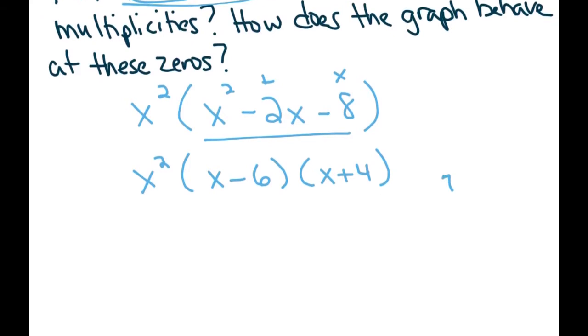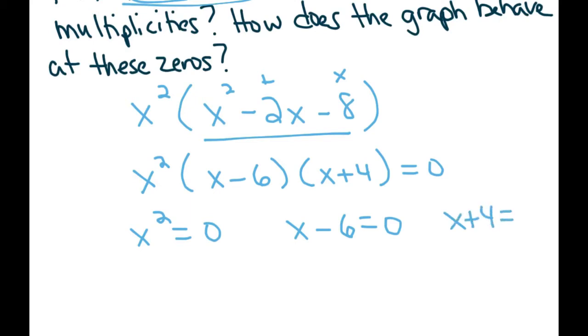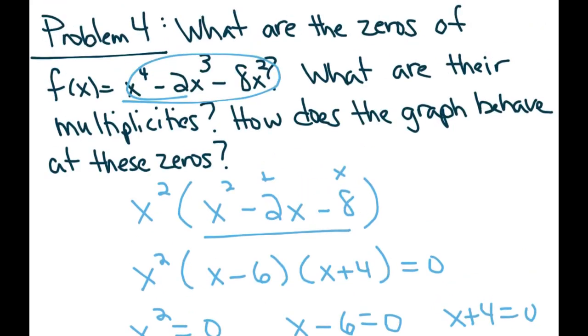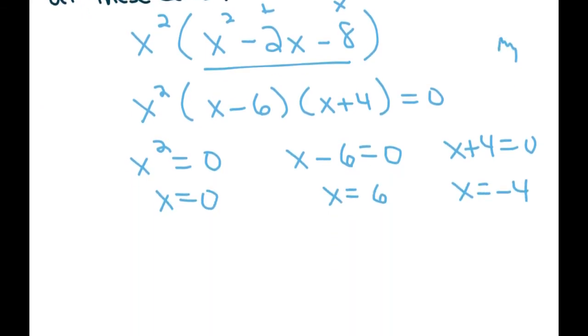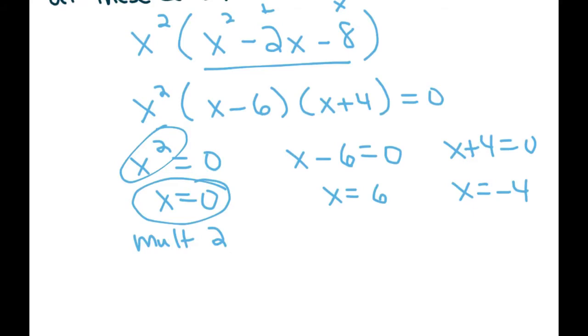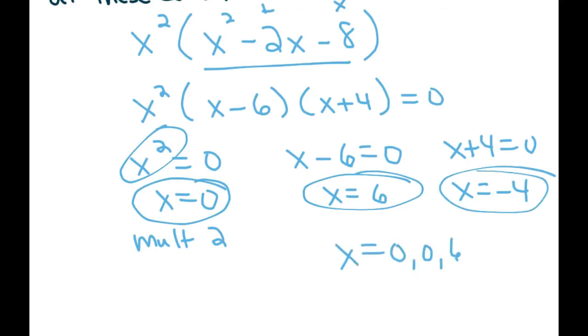So now if I apply the zero product property to the factored form, I get x squared equals 0, x minus 6 equals 0, and x plus 4 equals 0. So x must equal 0, x is equal to 6, and x is equal to -4. But there are only 3 zeros, and this was a 4th degree polynomial. That's because this was a multiplicity of 2. How do I know? Because it said x squared. That means that the shape of the graph at 0 should be quadratic. And these are my other 2 zeros. So my answers are really 0, 0, 6, and -4.